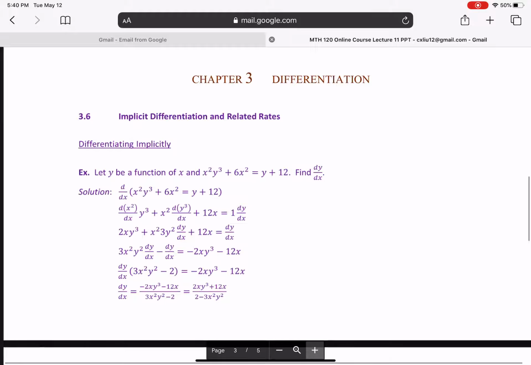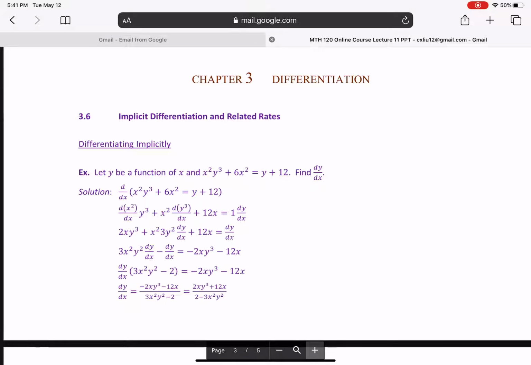Let's do a more complicated example. In this example, we've got the equation x squared y cubed plus 6x squared equals y plus 12. That's just the example we started with in this section. Find dy over dx. Again, we take the derivative with respect to x on both sides of the equation. On the left, we have x squared y cubed as the first term. Because y is a function of x, this is a product of two functions, x squared and y cubed. We need to use the product rule.